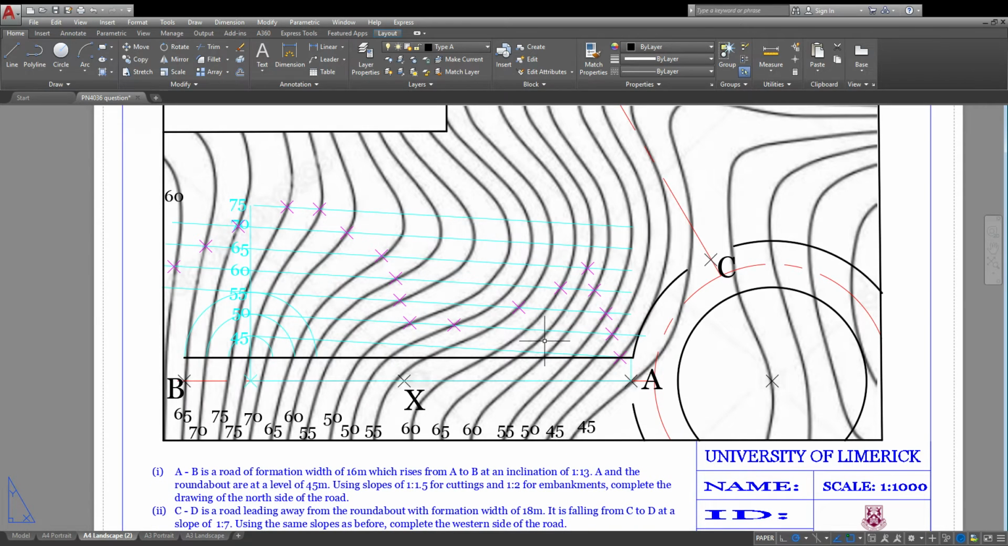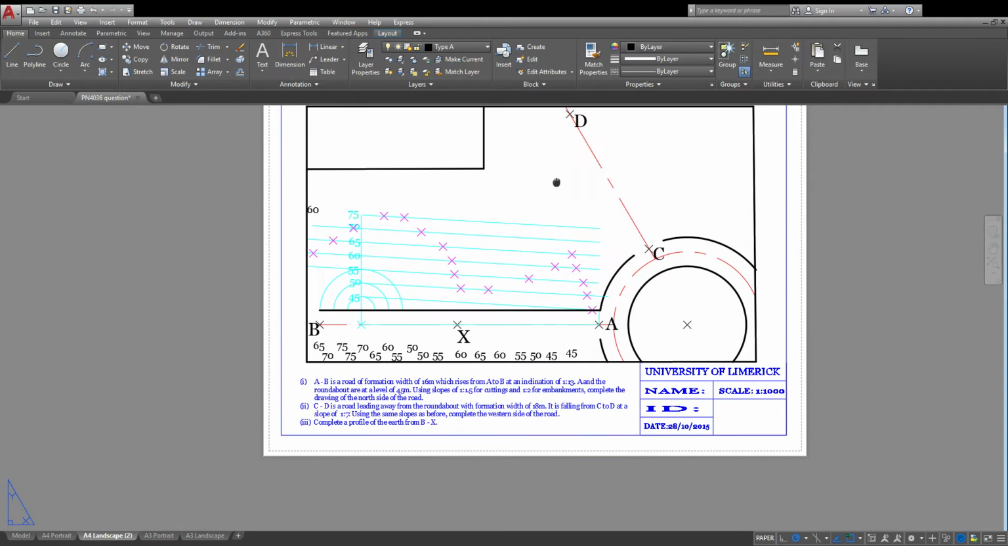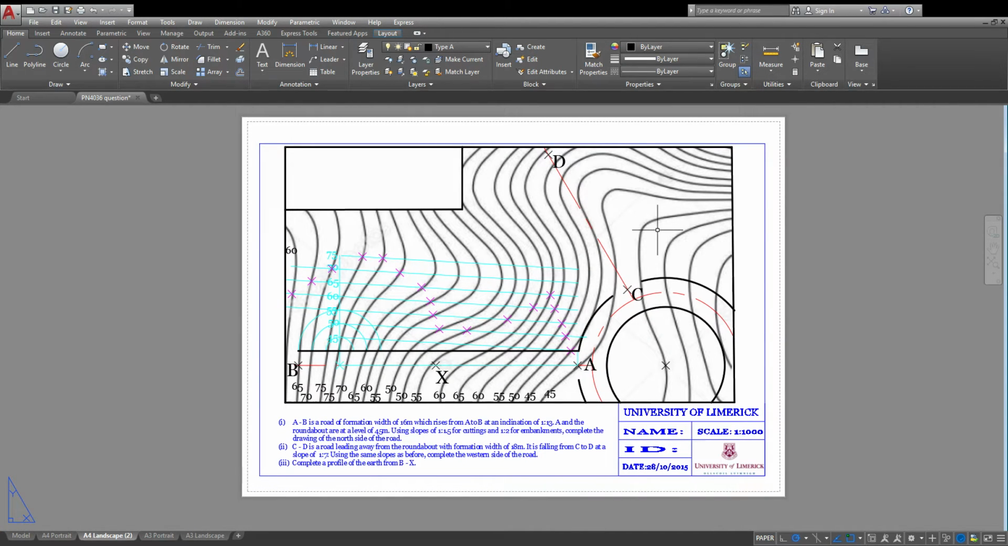We can't complete it yet because there's a part B, or part 2. So part 2, CD, I'll zoom out again so we can see the whole question again. C to D is a road leading away from the roundabout, with a formation width of 18 meters. That means the width of that road is going to be 18 meters, which in the case of this drawing, you're going to go 9 mil either side to get your 18 meters. It is falling from C to D at a slope of 1:7. So using the same slopes as before, complete the western side of the road.